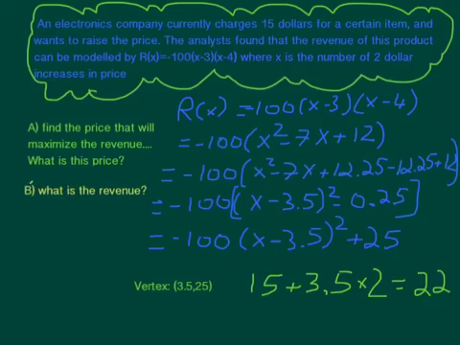Now B. They've asked me, what is the revenue? Basically, they mean, what is the revenue at this maximum price? So all I need to do is plug in my x to here to get the y. I know that my maximum revenue, the maximum of this graph, because it's a parabola that opens down, the maximum it gets to is this 25. So the answer to this is 25.